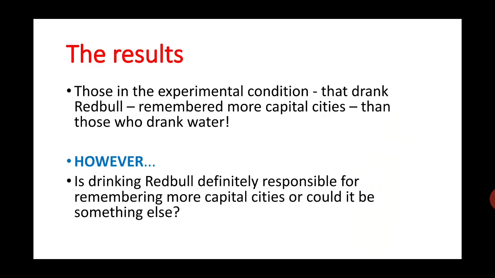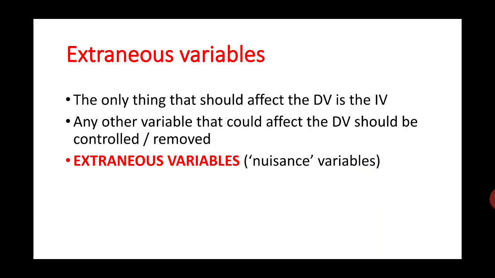However, let's not get too excited. Is drinking Red Bull definitely responsible for remembering more capital cities? Does it definitely improve memory? Or could that be down to something else? What a researcher has to consider is that there could be other things, other variables that are affecting the DV, that are affecting, in this case, the number of capital cities that people remember. Those other variables we refer to as extraneous variables, and essentially they're a nuisance. We don't really want to have them having any impact on the DV.